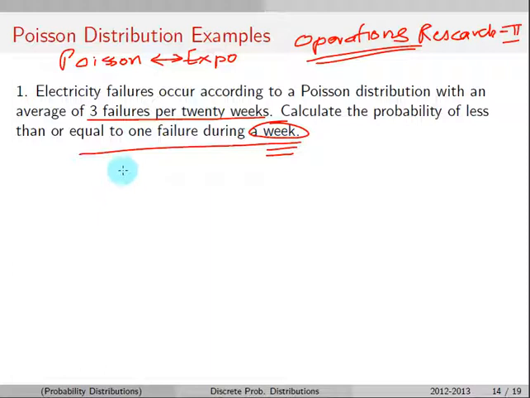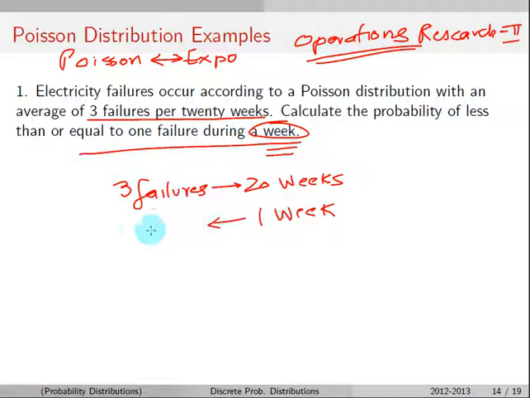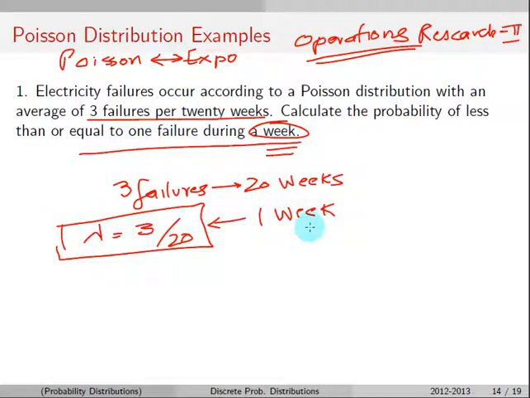Poisson distribution has this interesting property. If you have 3 failures in 20 weeks, the rate in 1 week is nothing but 3 divided by 20. So the new lambda is really 3 over 20. So Poisson distribution allows you to change this lambda based on what time unit you have. So I can also compute it for 2 weeks, I can compute it for 3 weeks, I can compute it for 4 weeks, and so on. The value will not change.